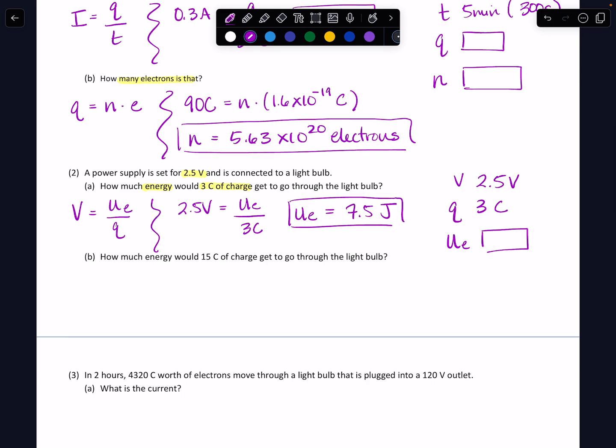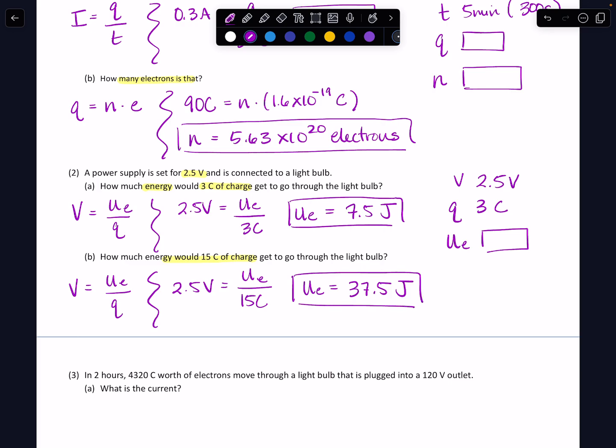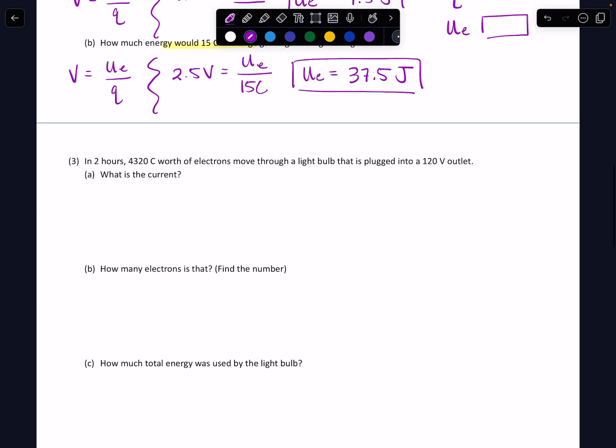All right, we move down to the second part, and it says, well, how much energy if we have 15 coulombs of charge? So we're going to do the same calculation, solving for that potential energy, starting with the same voltage amount, but this time instead of 3 coulombs of charge, we've got 15 coulombs worth of charge that are moving. All right, so the energy needed to move that much charge is going to be equal to 15 times 2.5 or 37.5 joules. All right, so that's the energy that we would need to be able to move that much charge against a gradient of 2.5 volts.